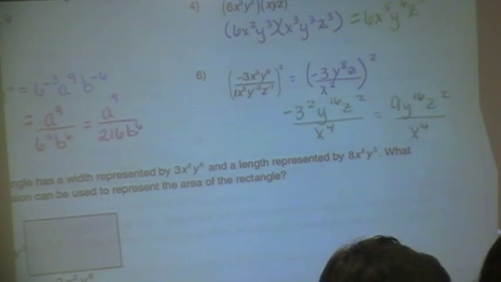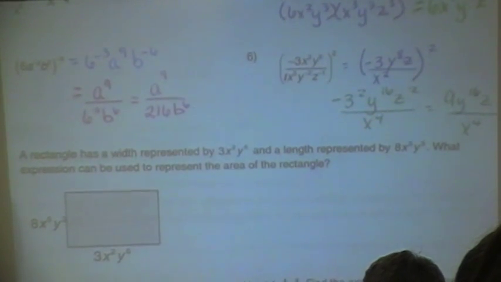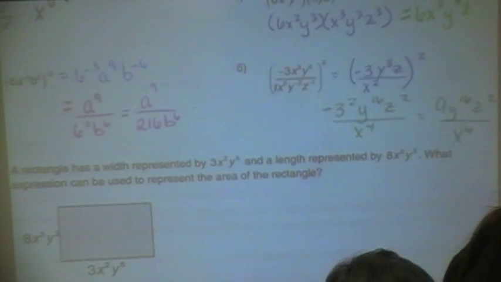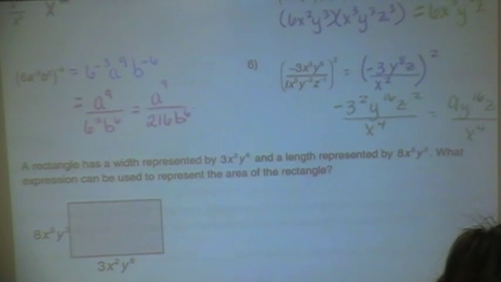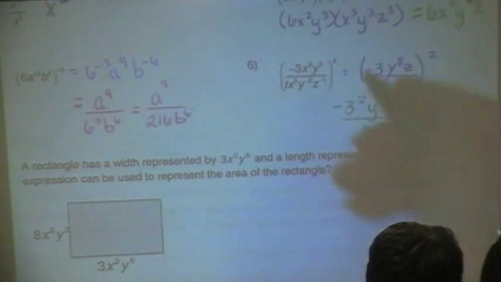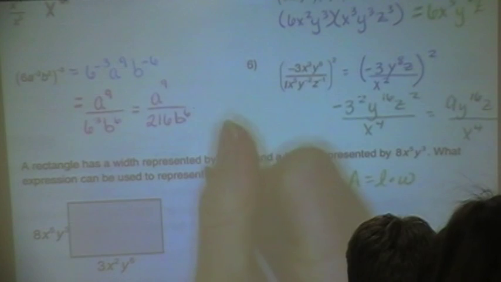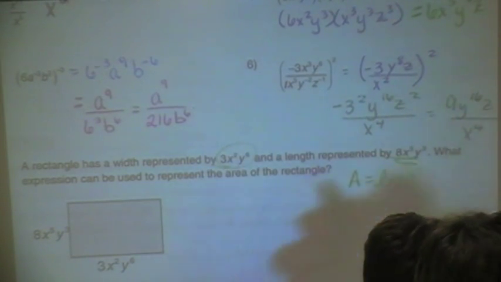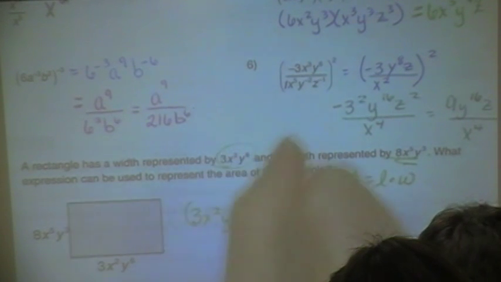Alright, so then there's 2 word problems, but they're super easy. Got a rectangle that has a width represented by 3x squared y to the 6th and a length represented by 8x to the 5th y to the 3rd. What expression can be used to represent area of a rectangle? How do you find area of a rectangle? Very good. Area equals length times width. And I happen to have the length and the width, so that would be 3x squared y to the 6th times 8x to the 5th y to the 3rd.